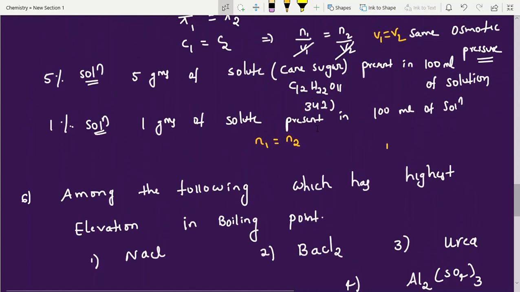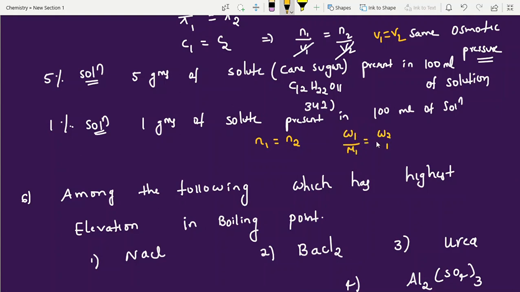Yes, you can substitute here weight by gram molecular weight. You can write W1 by M1 equal to W2 by M2, right? W1 is 5 by the molecular mass 342, equal to W2 which is 1, by M2. M2 we have to find out. So finally M2 equal to 342 by 5. We will get the answer here: 68.4.